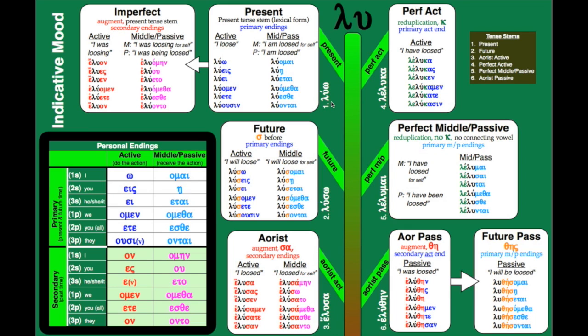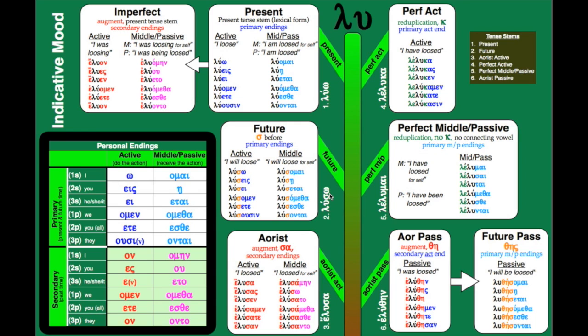It's just the present tense stem and the primary endings, so luo. And then we get luo, lueis, luei, etc. And then the middle passive, luomai, lueai, lue-tai, etc. Now, the imperfect is actually not a tense stem. It's built off of a tense stem, okay? So we know to get the imperfect, we just add an augment to the present tense stem and the secondary endings. So that's how we get the imperfect. But the imperfect is not listed here as a tense stem. It's built off of the present tense stem, okay?